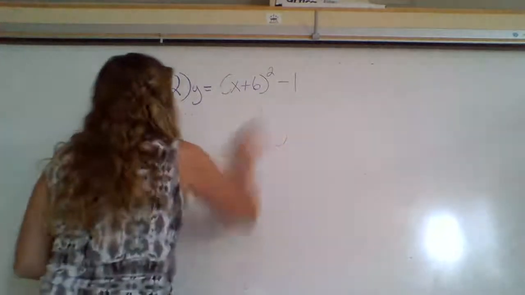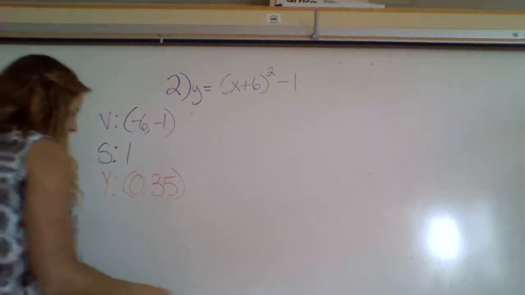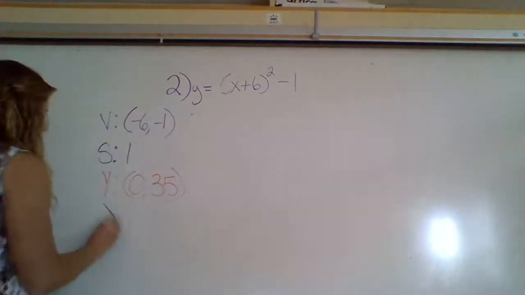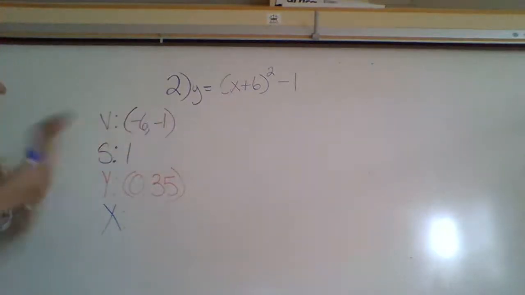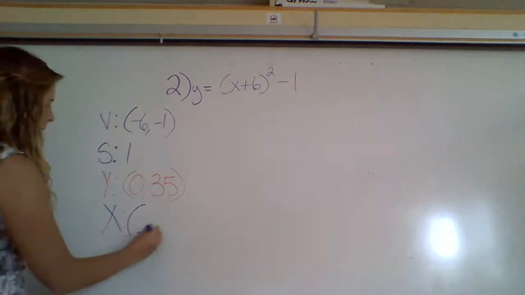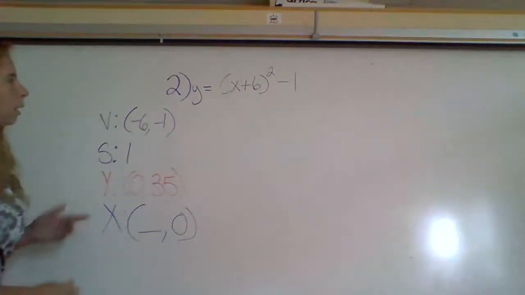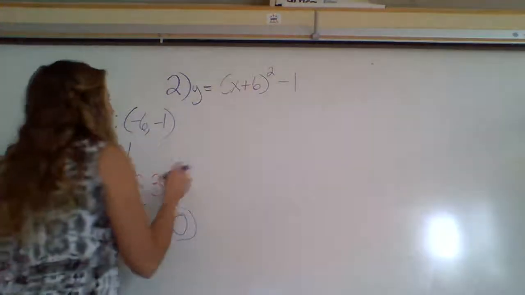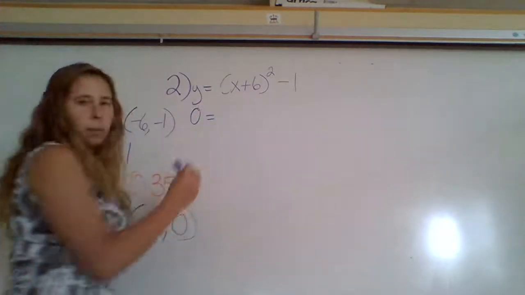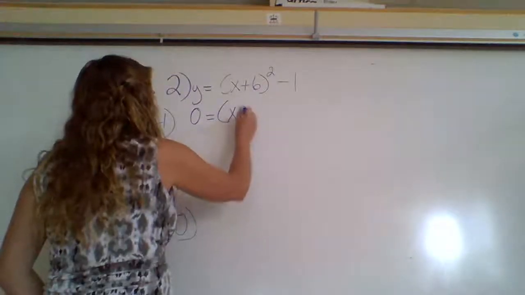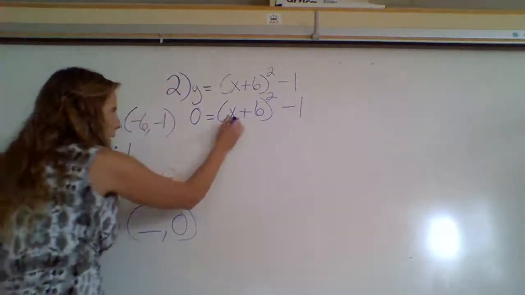And then the last thing you have to find is your x-intercepts. We'll do that in blue. Now you're going to substitute 0 in for y. We're trying to figure out what this is. Probably going to be 2 of them. We'll see. So y equals 0, and then rewrite everything else: (x plus 6) squared minus 1. Now we're solving for x.